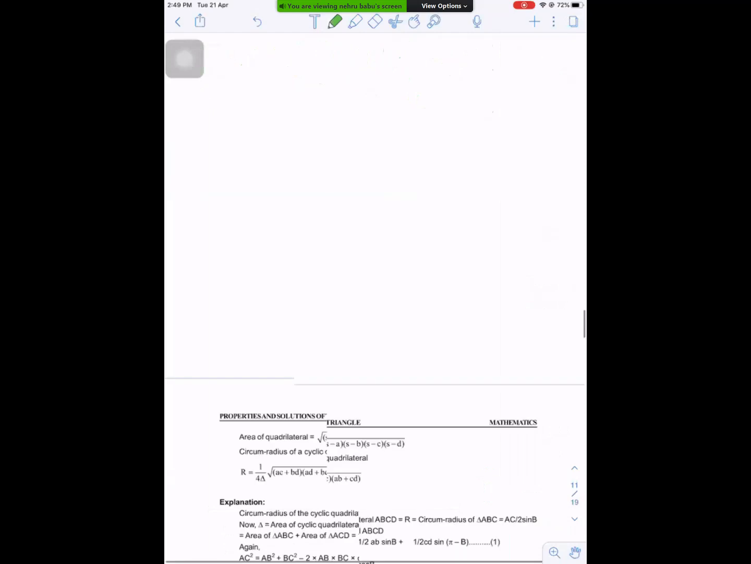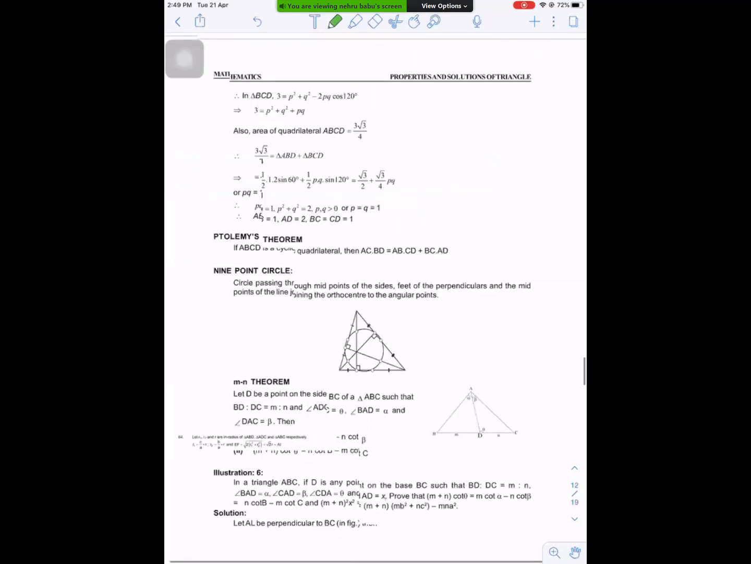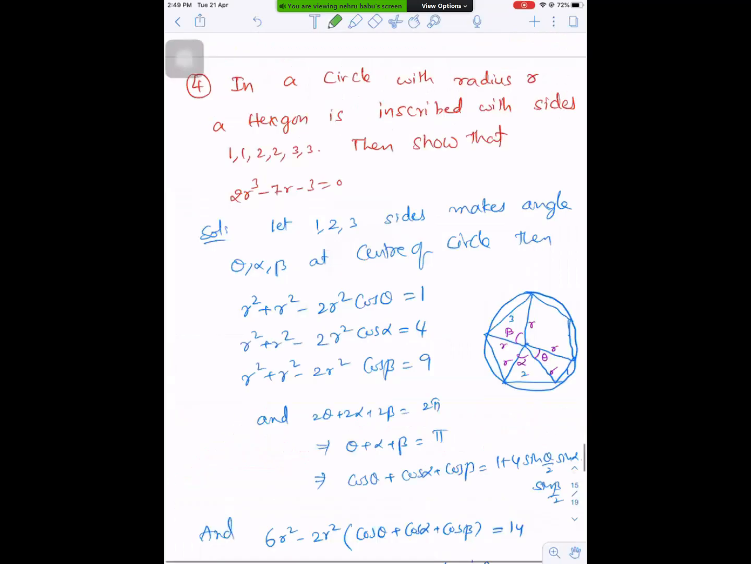I think it's enough for today. All these things are okay, the cyclic coordinate result only. This question you can also note. In your class, we discussed this problem.